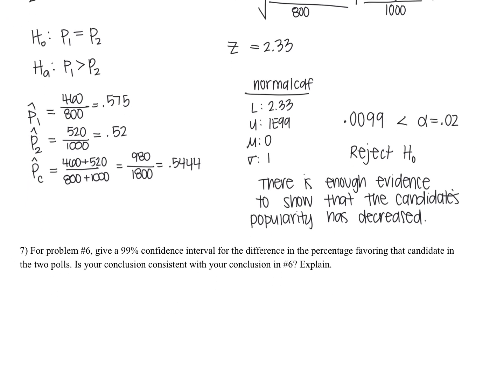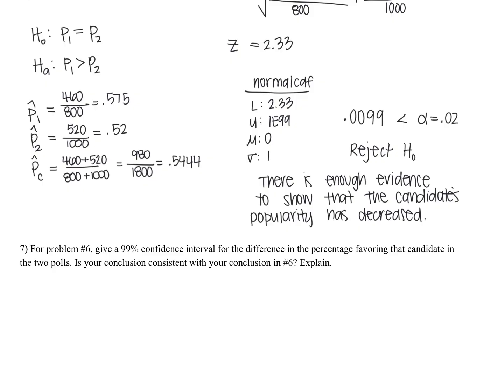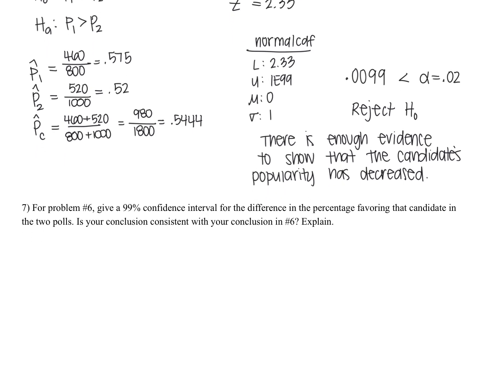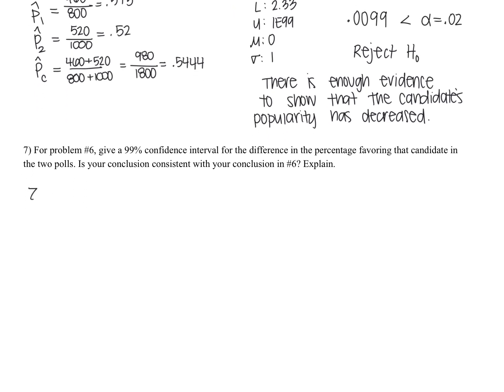So the last short answer question says, give a 99% confidence interval for the difference in the percentage favoring that candidate in the two polls. Is your conclusion consistent with your conclusion to number 6? Explain. So I just need to calculate my critical value. I'm not going to recalculate my p-hats because I just did that. So when I do a 99% confidence interval, I do inverse norm, and my area is 0.005. And we've already done this, so it's 2.58.